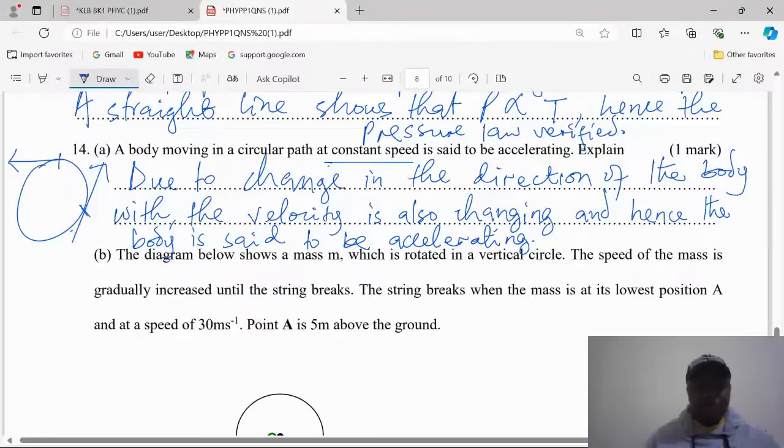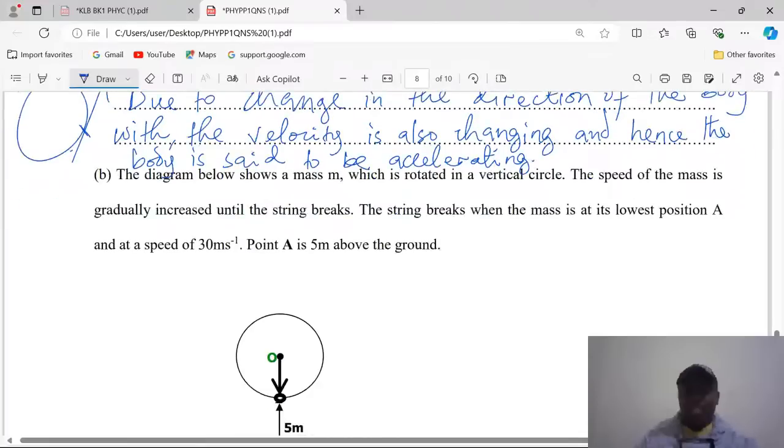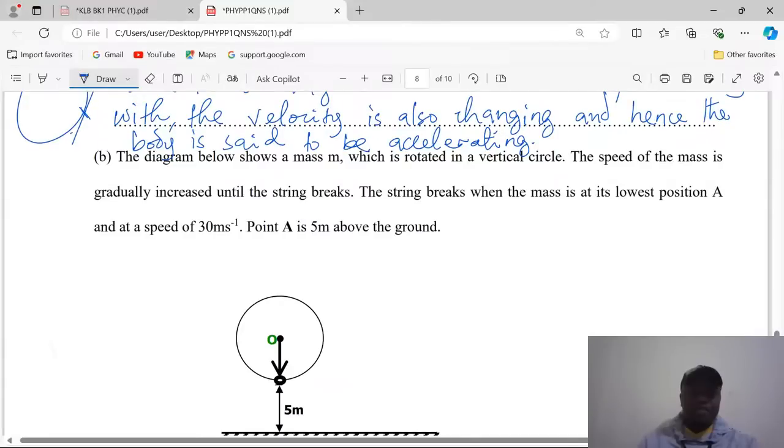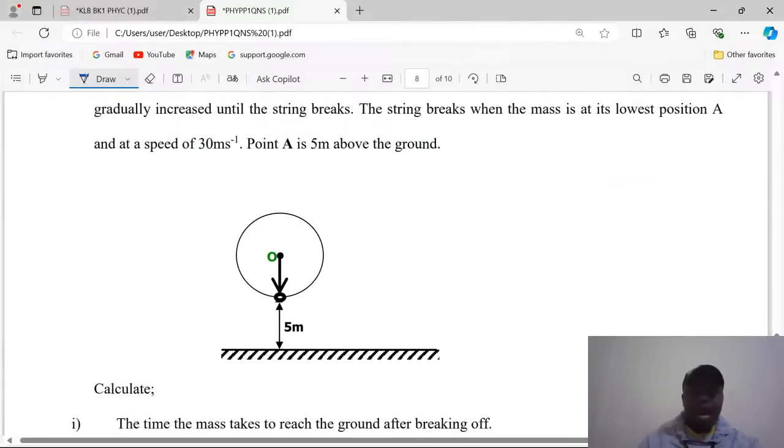Let us look at part B now. The diagram below shows the mass M, which is rotated in a vertical circle. The speed of the mass is gradually increased until the string breaks. The string breaks when the mass is at its lowest position A and at a speed of 30 meters per second. Point A is 5 meters above the ground.